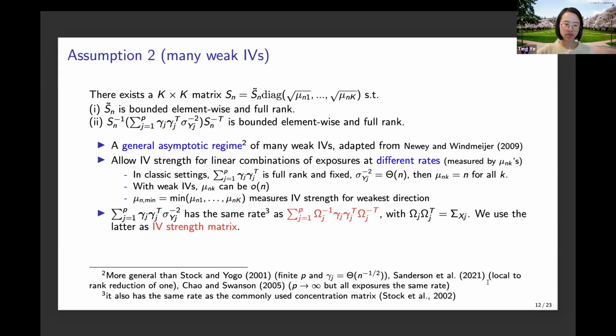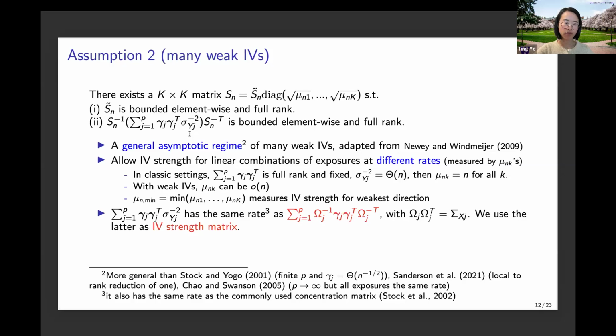The other directions are similar IV strength. And Chow and Swanson will assume all the exposures converge at the same rate. All the exposures have similar IV strength. But in our framework, we allow for a pretty general setting where different linear combinations of the exposure can have different IV strength.